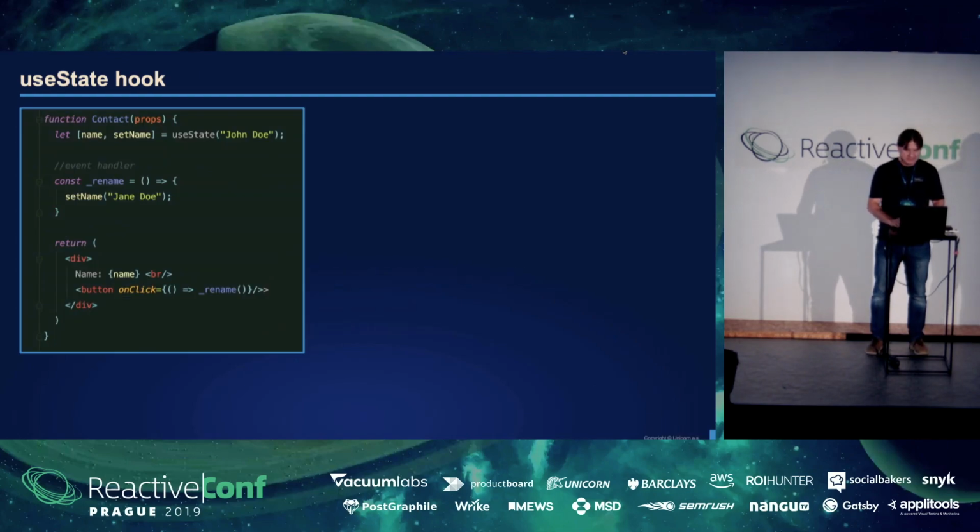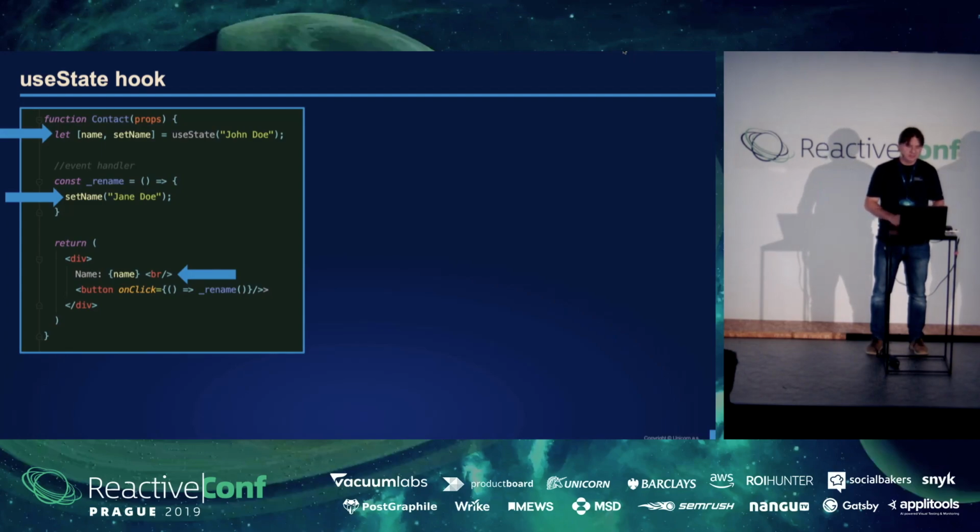How does useState work? Basically, in the function, you call the useState hook. The hook returns you two things. It returns you the variable which contains the current state, and returns you a function which you can use to update the state. And that's it. Actually, this is called anytime the component is rendered.